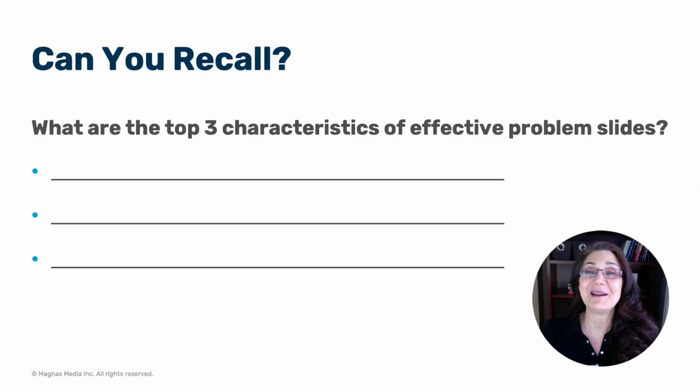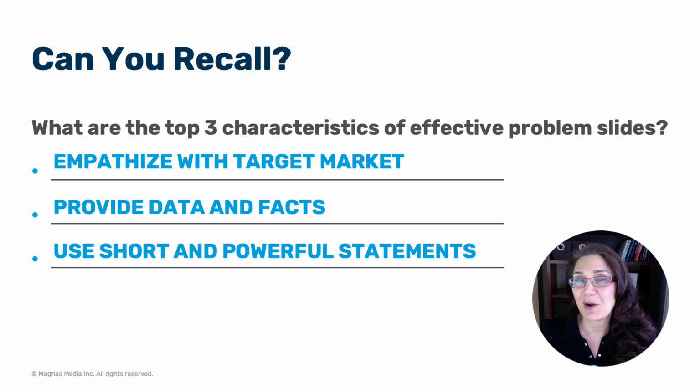But for now, can you recall what are the top 3 characteristics of an effective problem slide? Do you remember what they are? Here they are. Number 1 is empathize with the target market. So you need to be able to tell that story from the target buyer perspective. Show that you understand the problem they're facing. Number 2, provide data and facts, especially if you're talking to investors. And number 3, use short and powerful statements.